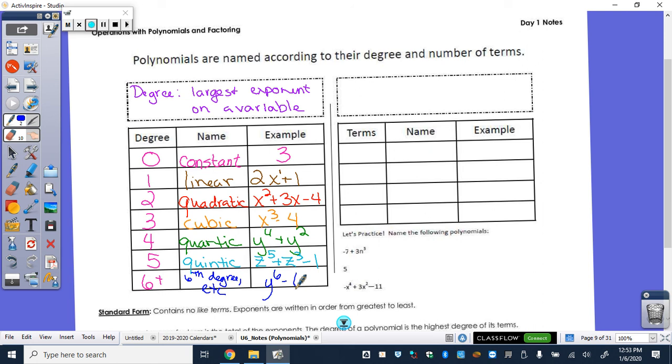You've got to learn those. You've got to memorize those. So whatever you need to do, flashcards, just saying it over and over again, whatever helps you memorize stuff, you've got to do.